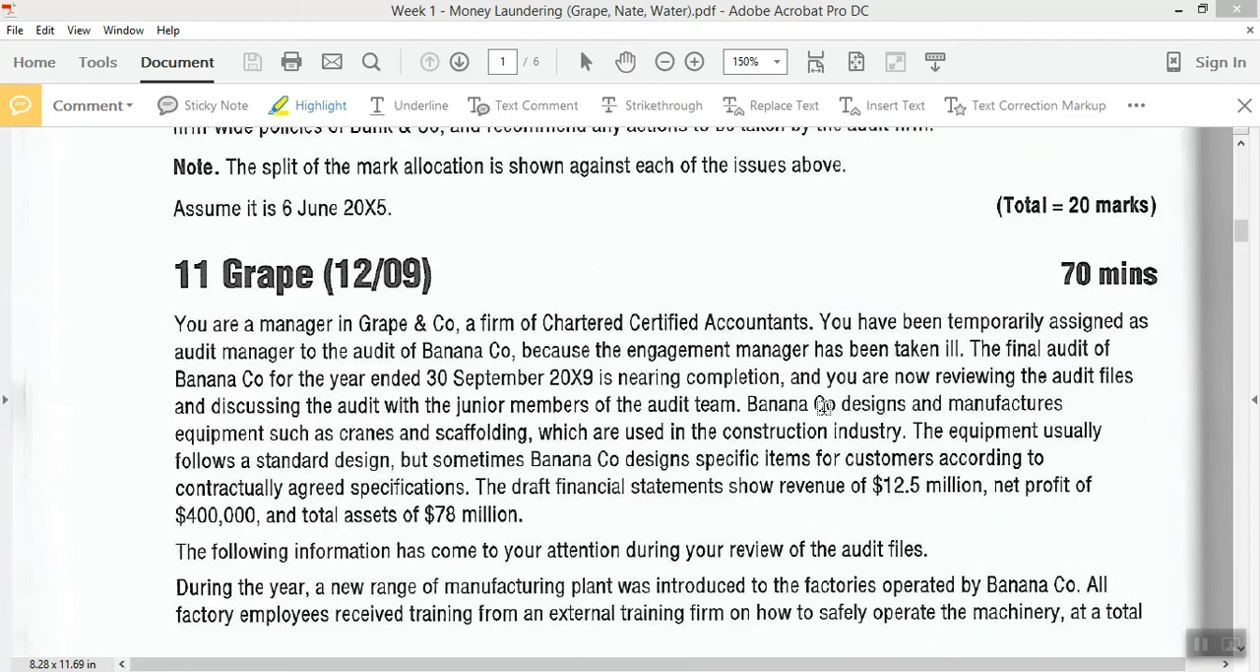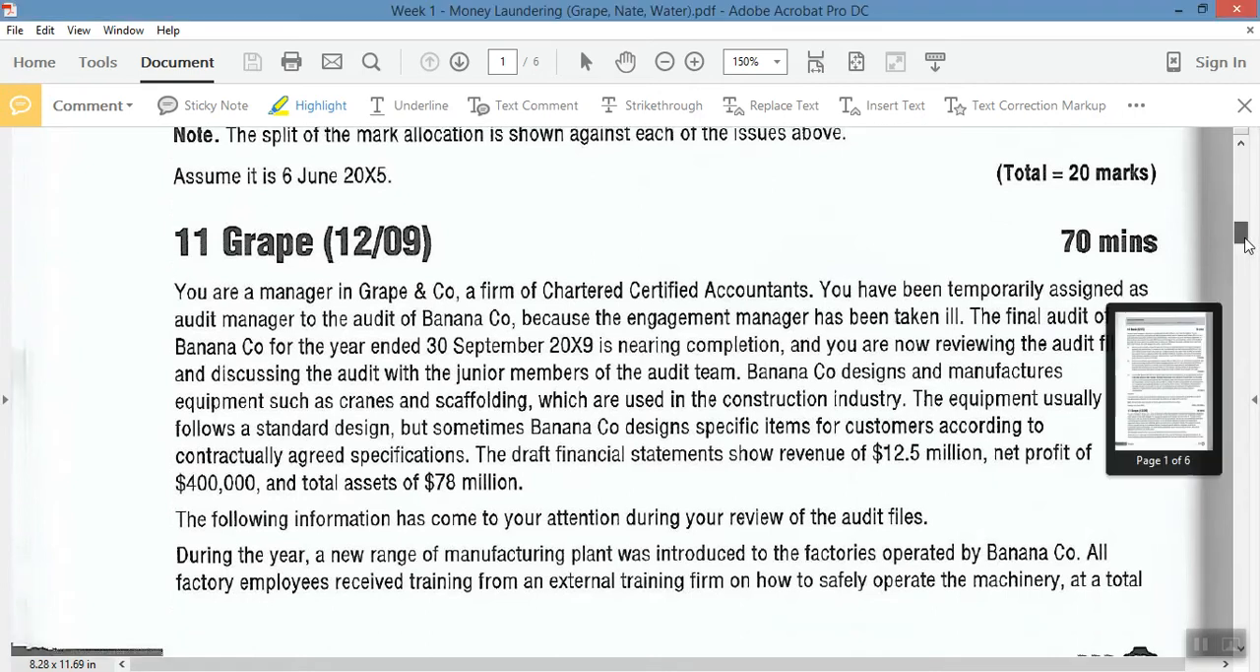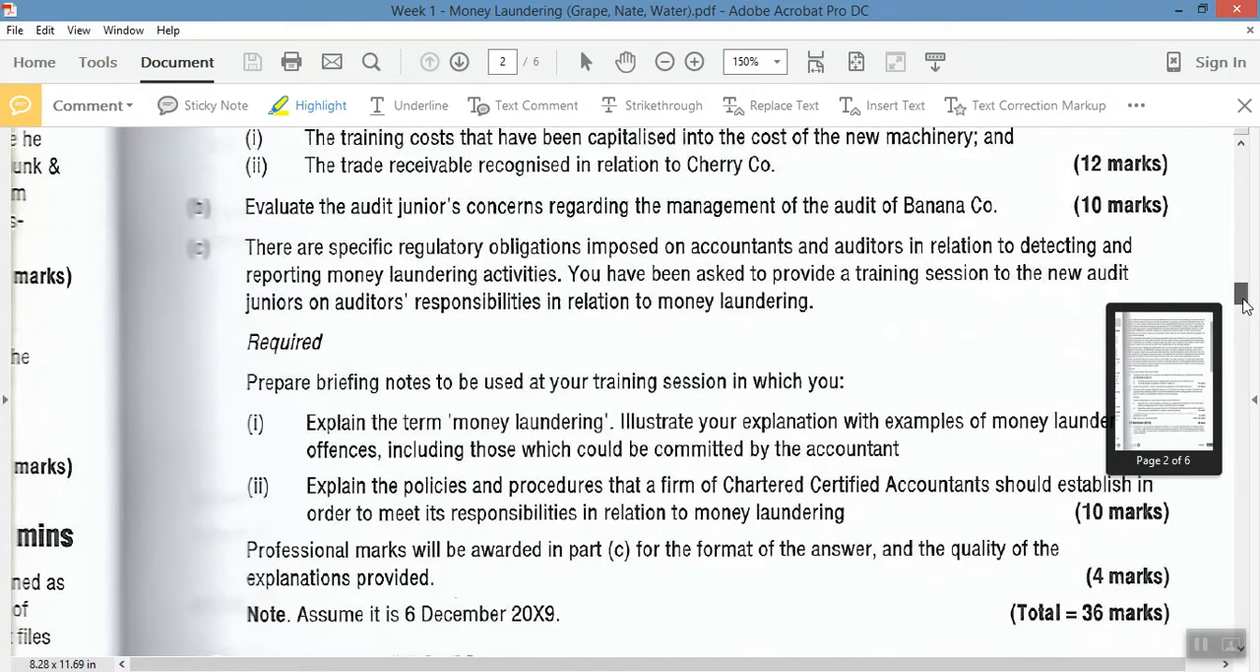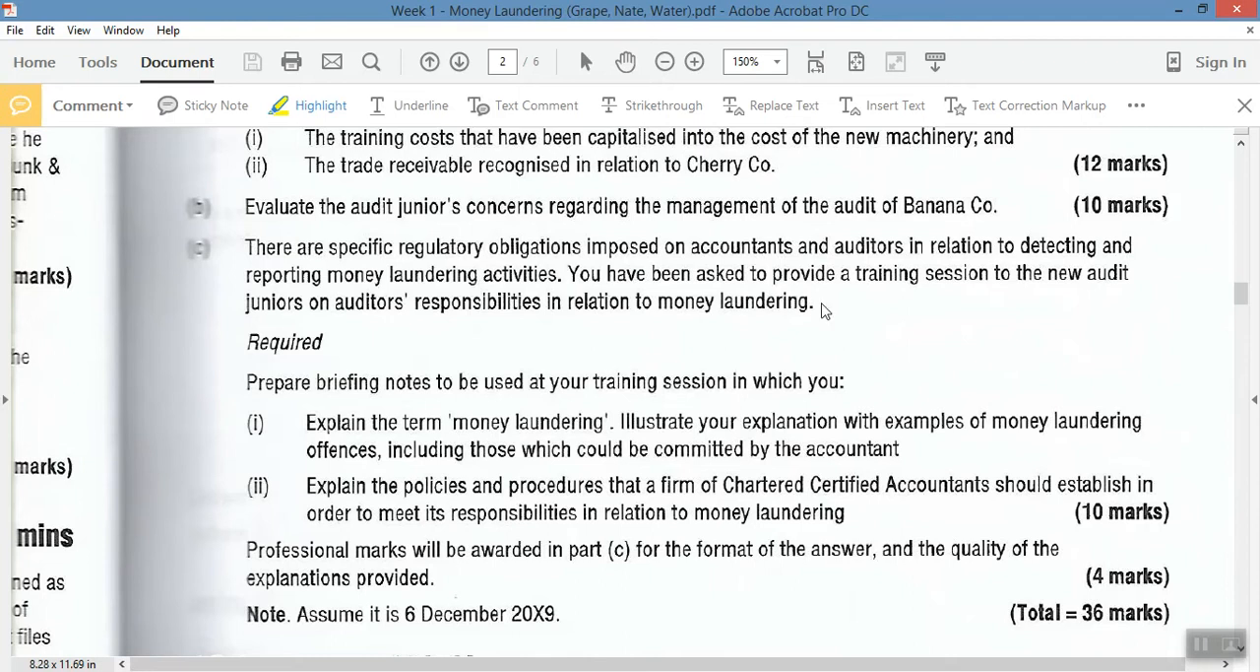Covering the money laundering tutorial. Okay, so as I mentioned to you, money laundering is very important. So I want to go through with you the tutorial question, and then I hope you prepare well for the test. Okay, so based on the tutorial, we will start with Grapes, for the money laundering question. Here, we will only go to the relevant part, which is under part number C. I will highlight it for you.